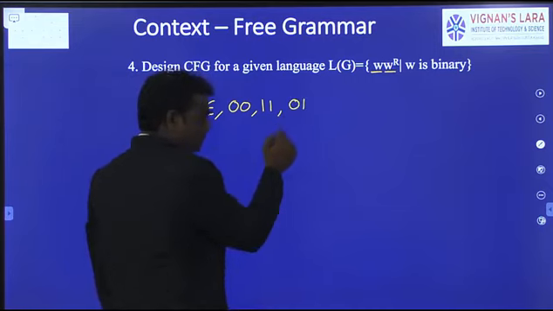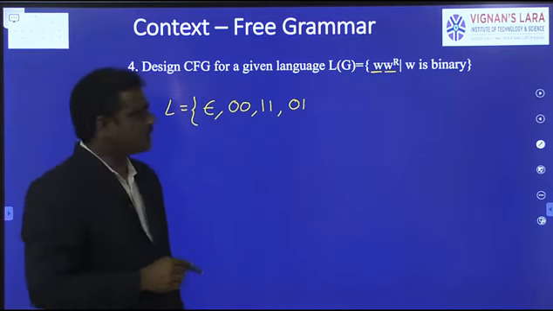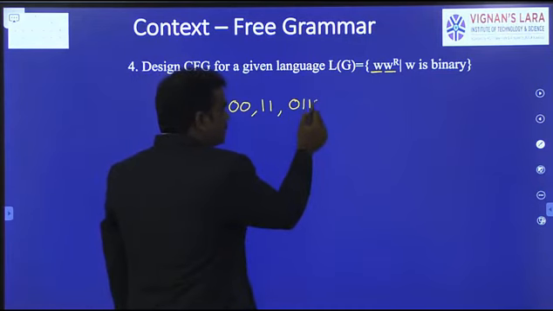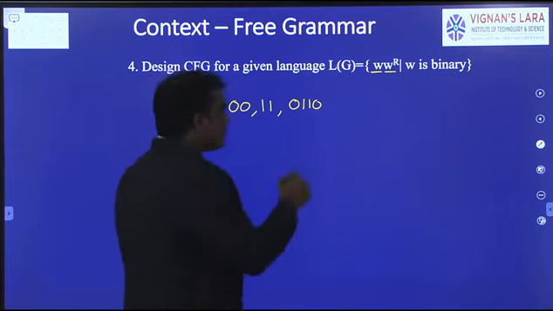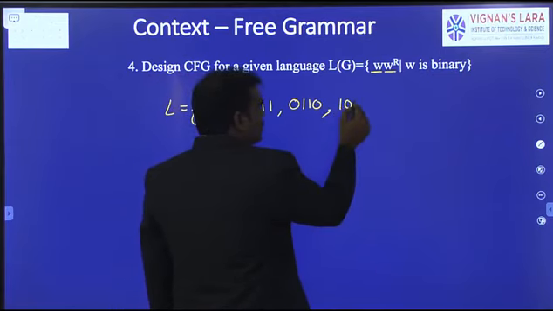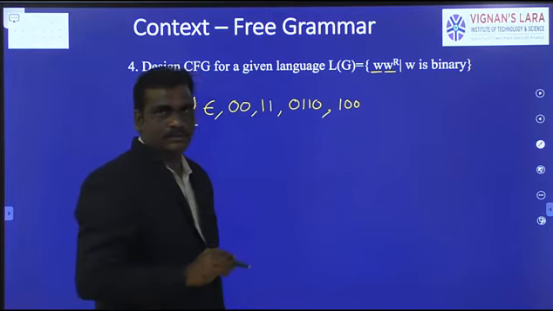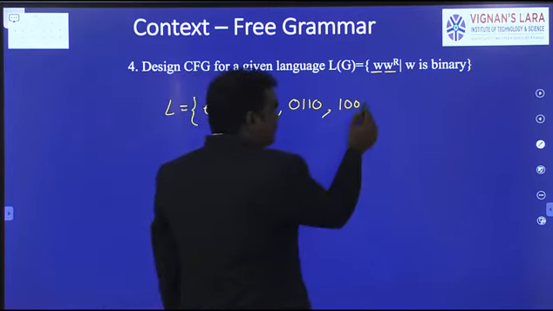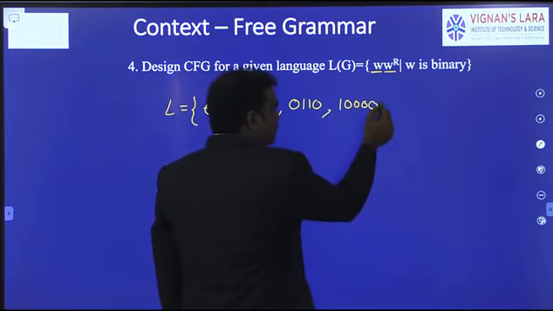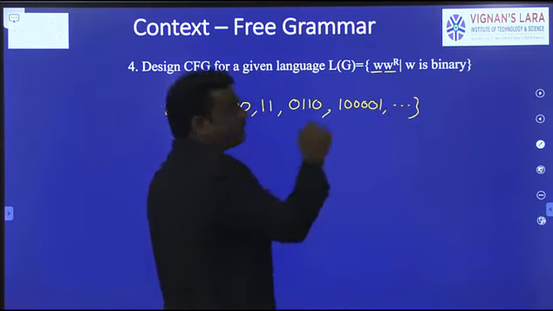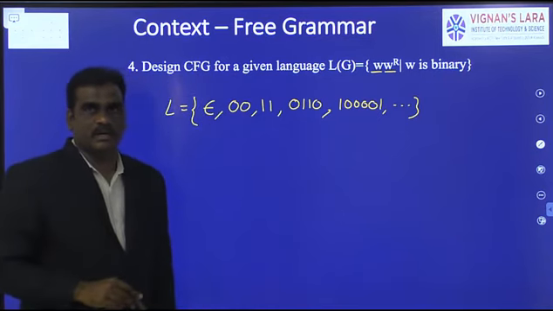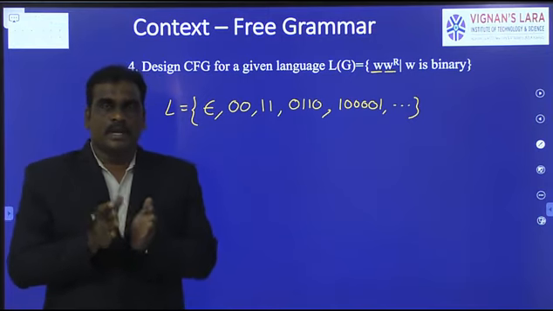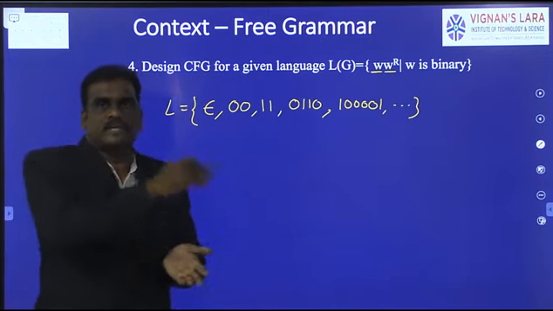Suppose W is 01. W power R means reverse, so 01 becomes 10. Suppose 100 is a W. Now write the W power R, the reverse of W: first 0, next 0, and then 1. In this way, define the language W power R. W means all possible combinations of zeros and ones, and W power R is simply the reverse of W.